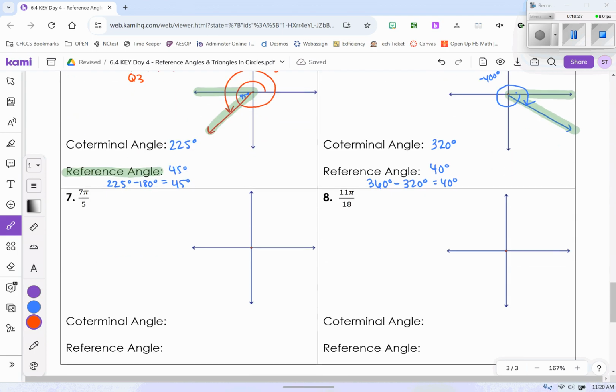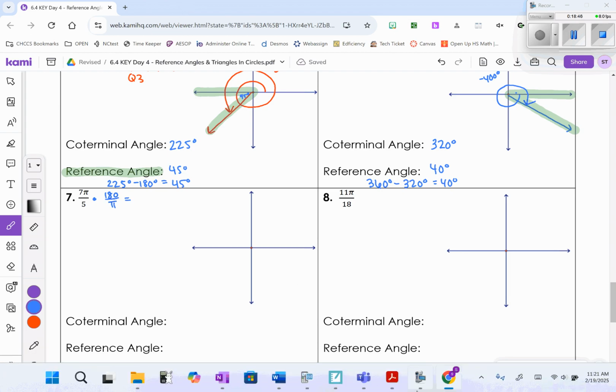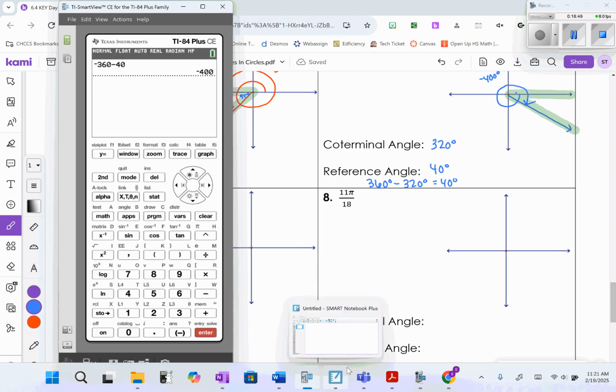All right, what happens if we are in radians? So if we're in radians, again, you can turn this into a degree measure if it helps you figure out where the angle is. So if I multiply this by 180 over pi, that is going to change this into a degree measure. So remember, if you need to use your calculator, you can.